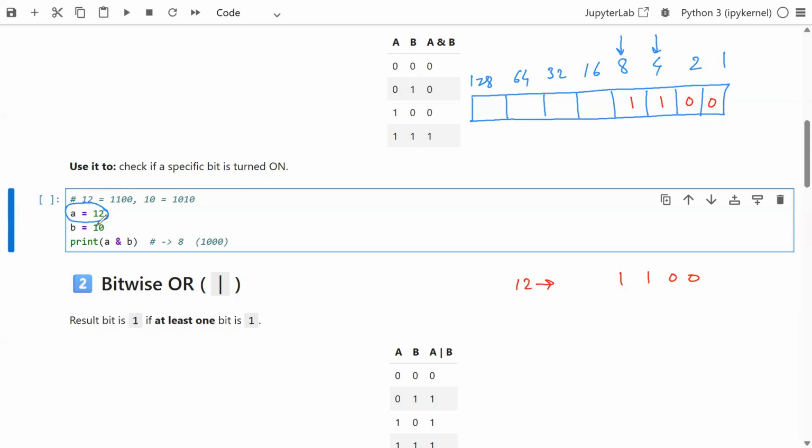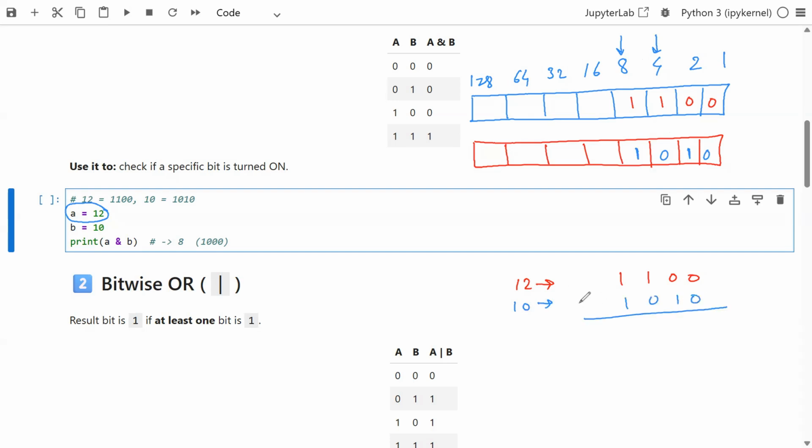Then we will see the binary of 10. Construct another box of 8 bits. Here 10 means 8 plus 2. So write 1, 1, and the rest of the numbers are 0. So 10 is 1010.